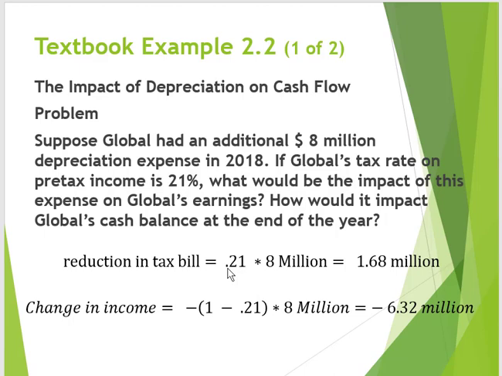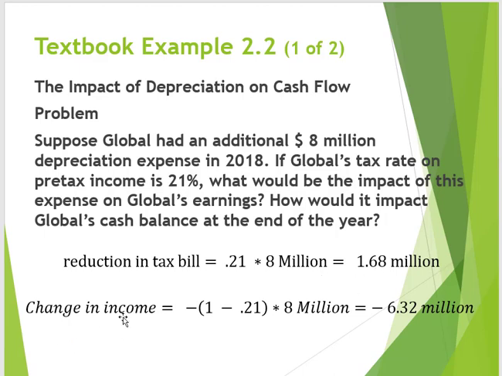Again, suppose a company has another $8 million in depreciation and their tax bracket is the 21st percentile. What impact does this have on earnings? Well, an $8 million depreciation is going to reduce profits. So $8 million is the subtraction, but part of that goes to reducing taxes.